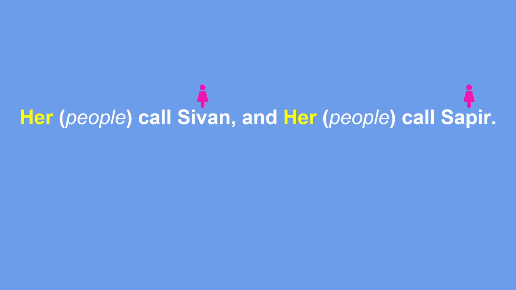Her people call Sivan and her people call Sapir. Her name is Sivan and her name is Sapir.